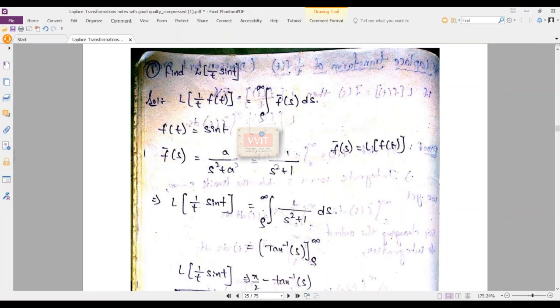Then L of 1 by t sin t, same logic. For sin t, f of s is 1 by s square plus 1. What would be its integration? 1 by t means the integral of 1 by s square plus 1 from s to infinity ds. Clearly 1 by s square plus a square is 1 by a tan inverse, with a equal to 1. So tan inverse, with limits s to infinity. What do you get here? Tan inverse infinity is pi by 2 minus tan inverse s.